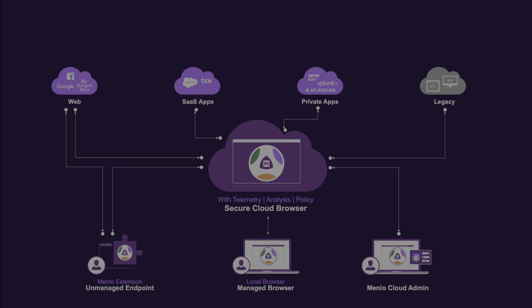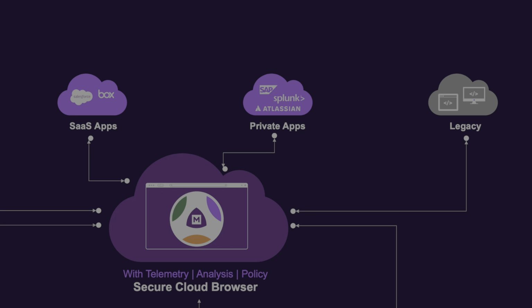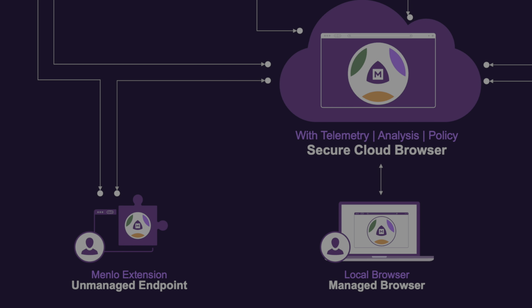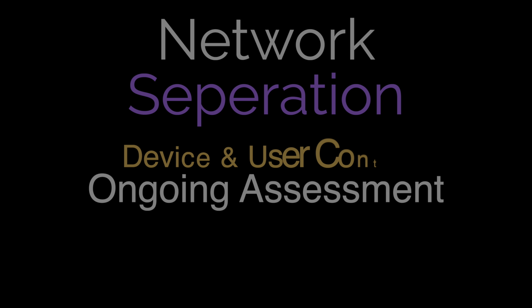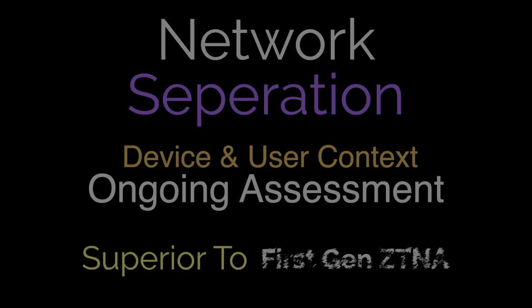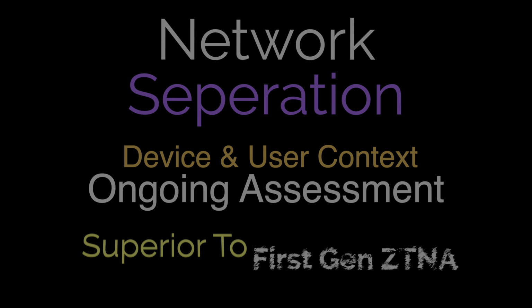What makes secure application access so secure is that Menlo separates the application from the users. Network separation ensures an ongoing assessment of device and user context. This network separation distinguishes Menlo from first-generation ZTNA solutions.